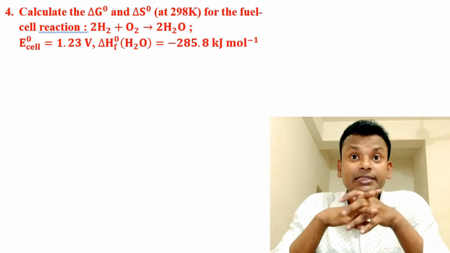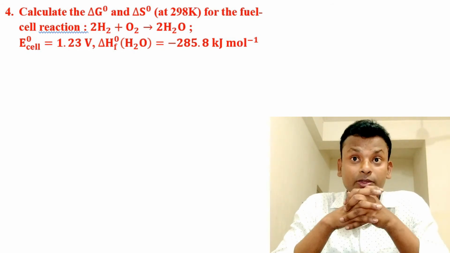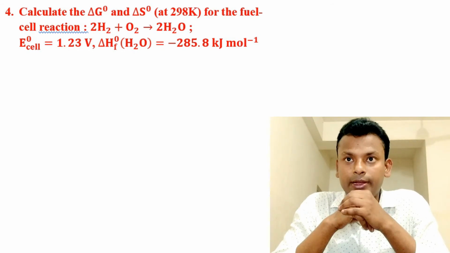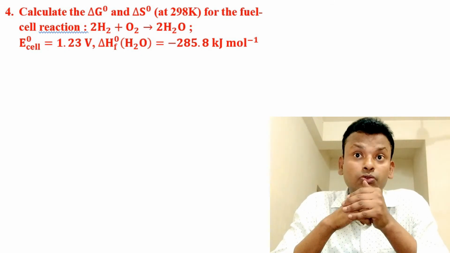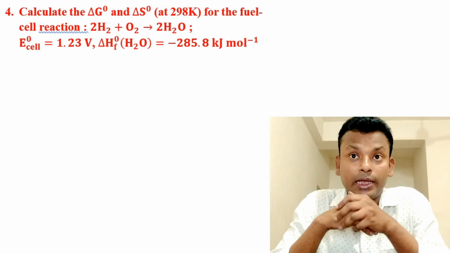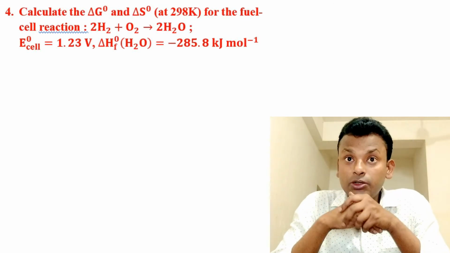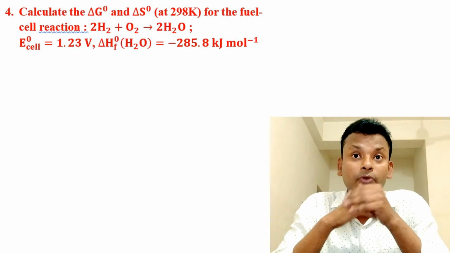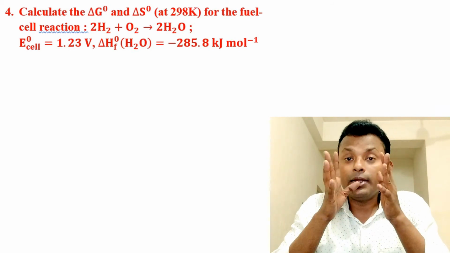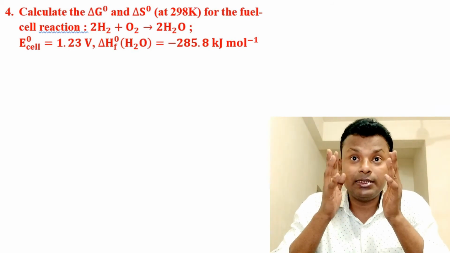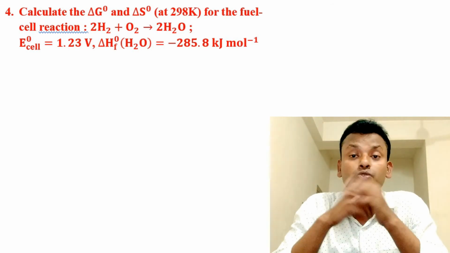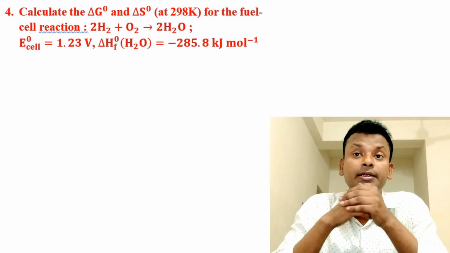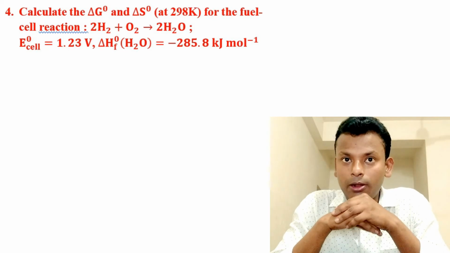Question number 4. Calculate the del G0 and del S0 at 298 Kelvin for the fuel cell reaction, that is 2H2 plus O2 gives 2H2O. E0 cell equals 1.23 volt. Del H0f for H2O equals minus 285.8 kilojoule per mole.